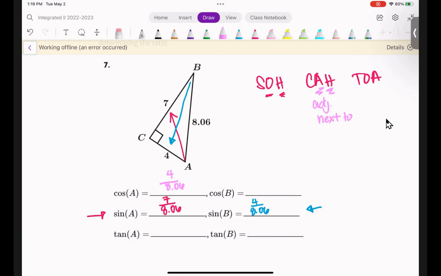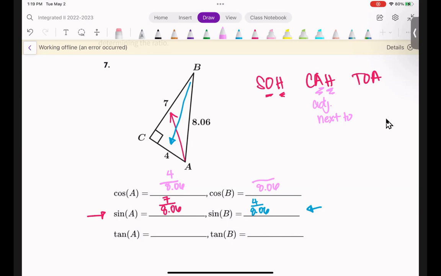What'd you guys get? That's right. That's perfect. So far, I've got 3 people in the chat. So I already know that the denominator is going to be 8.06, right? You guys all comfortable with that? Yeah, because it's all over h, right? Opposite over hypotenuse or adjacent over hypotenuse.